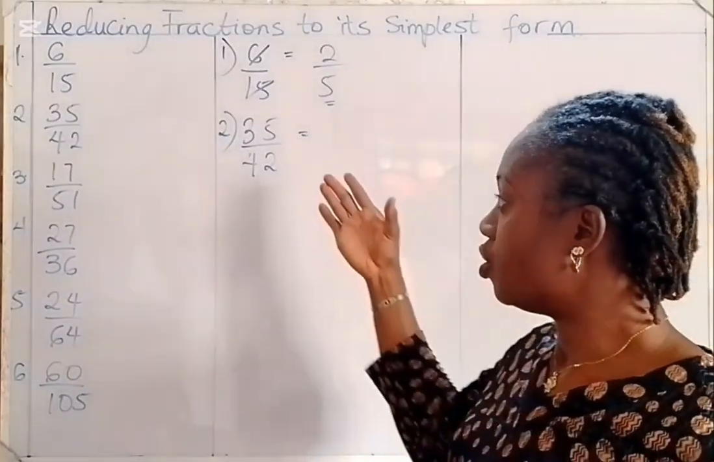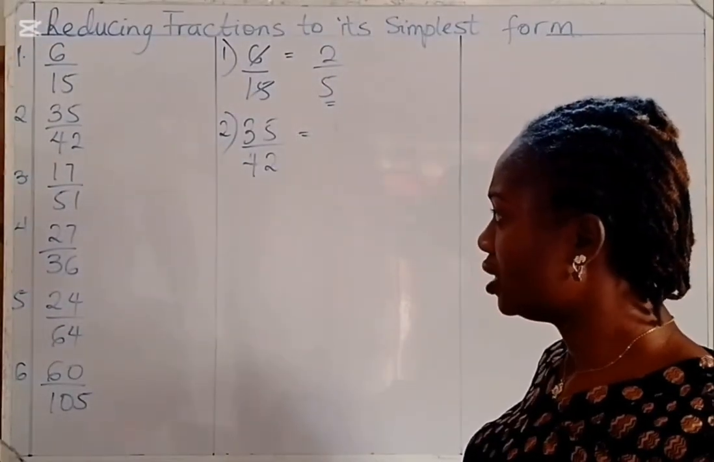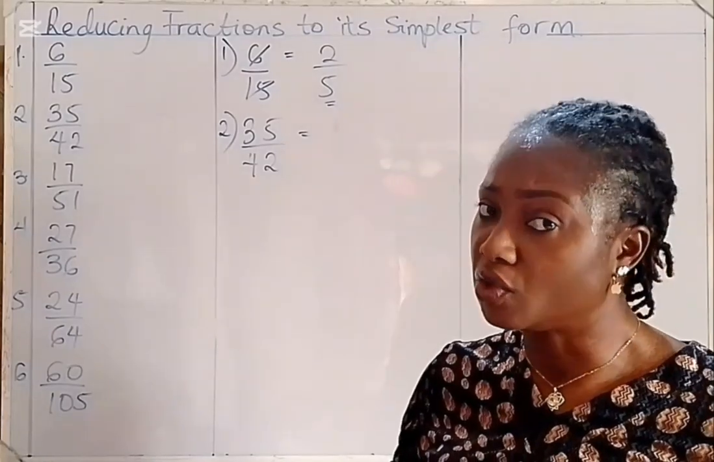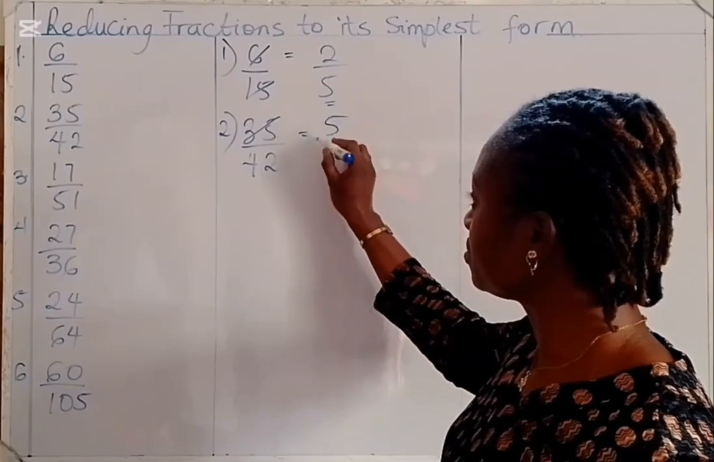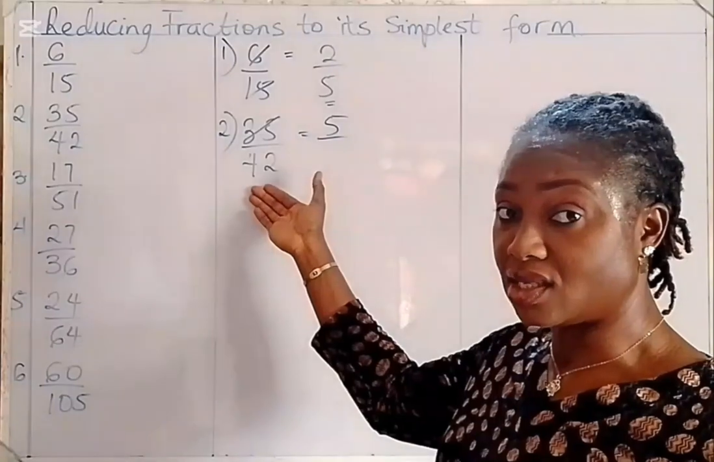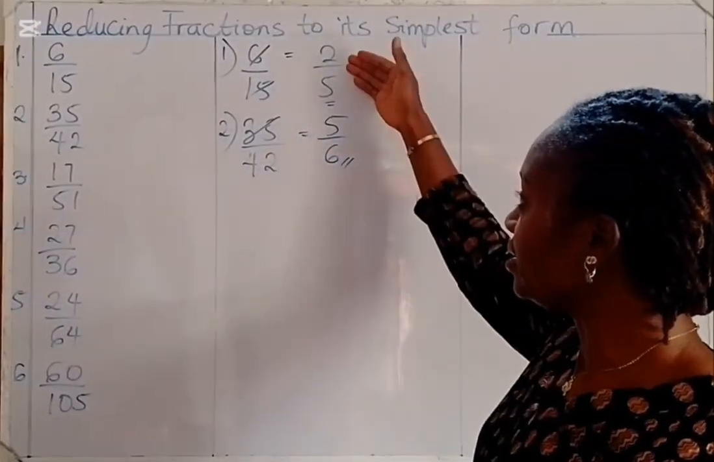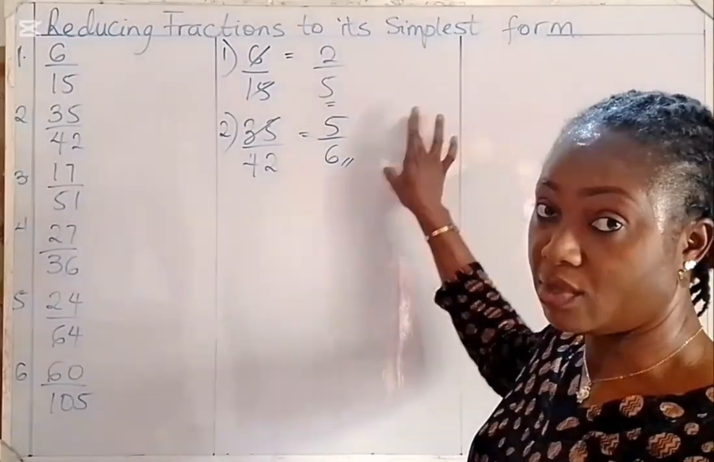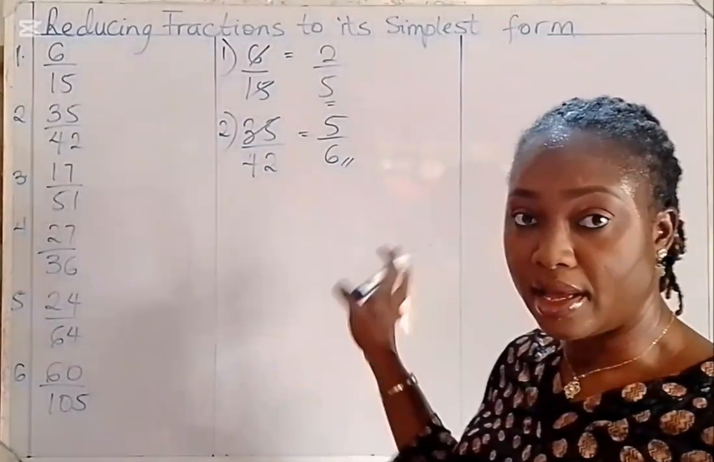What about 4? 4 can't go in 35, neither can it go in 42. 6? No. 7? Can 7 go in 35 and also in 42? Yes. 7 can go in 35 5 times, because 7 times 5 is 35, and then 7 times 6 gives us 42. So that leaves us with 5/6. And we can't divide or reduce this fraction further, because if we were to divide it further, we would be converting into a decimal. So we're going to give our answer like this.